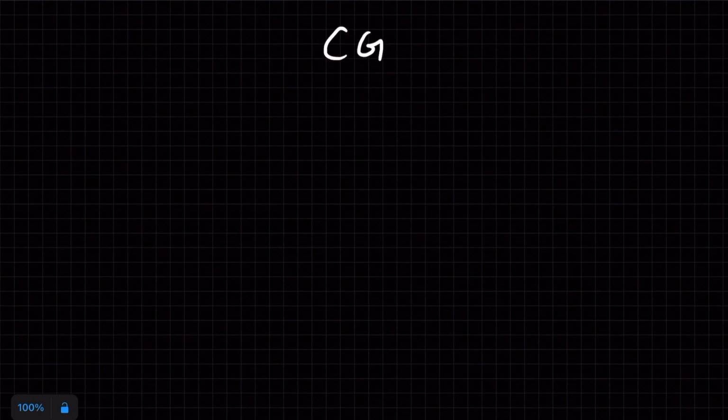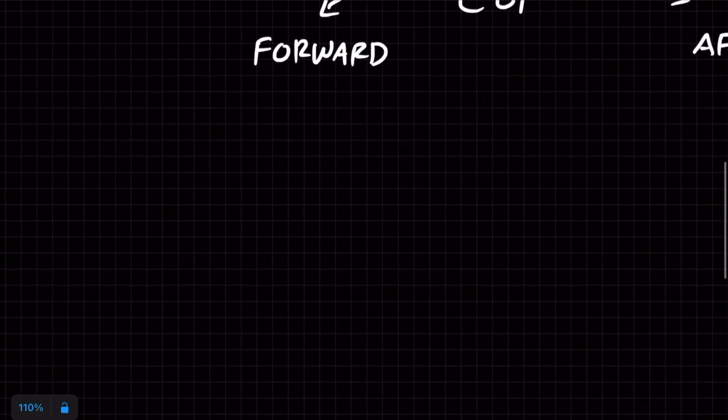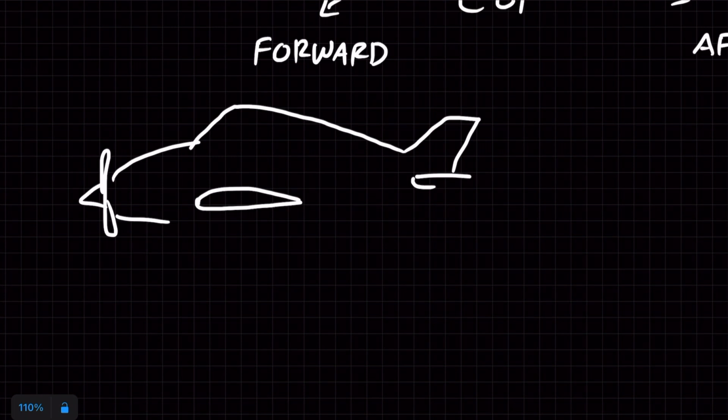Today we'll see how forward CG and aft CG affects the performance of the airplane. To understand this better, let's look at forces acting on an airplane. We have the wing and the tail, which is an inverted airfoil. Weight acts on the CG, center of gravity, and lift acts on the CP, center of pressure, from the wing.